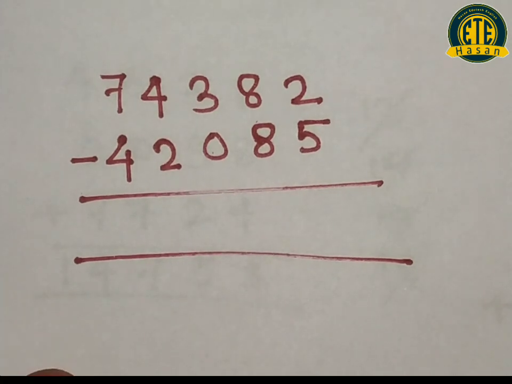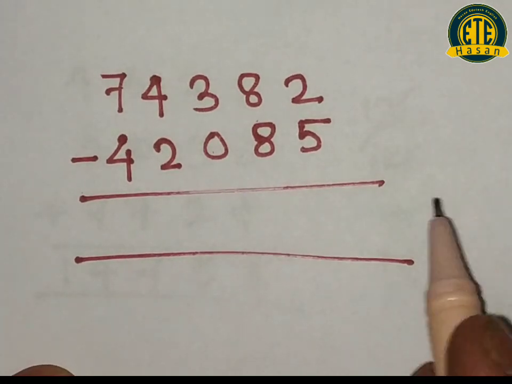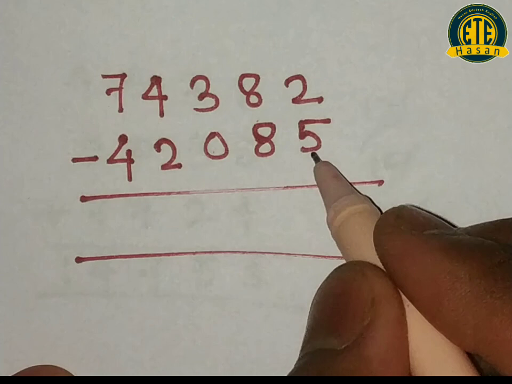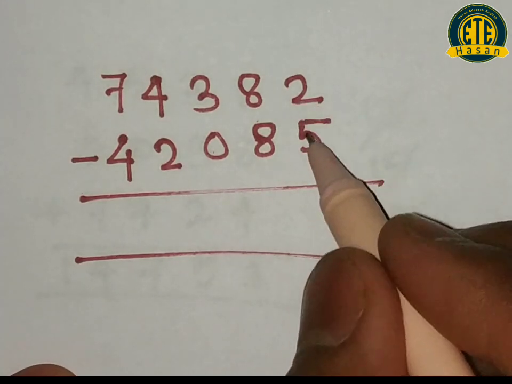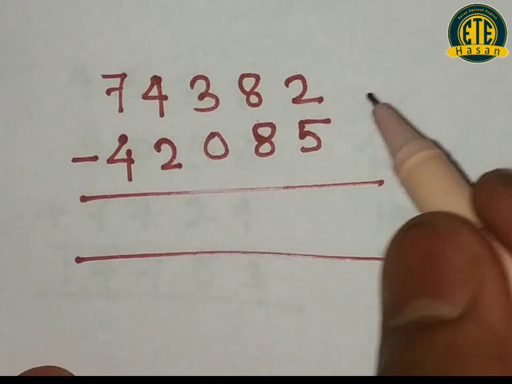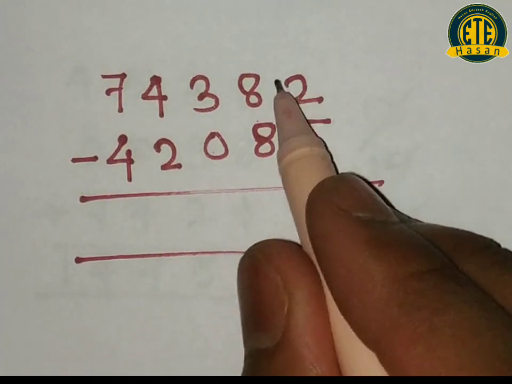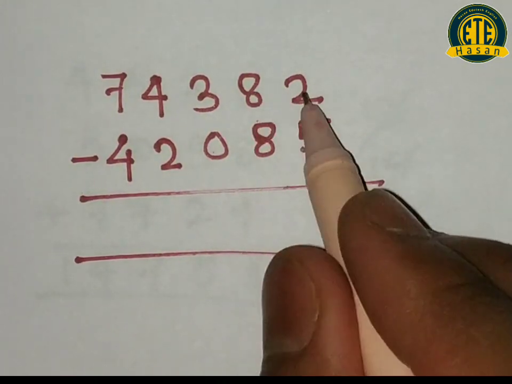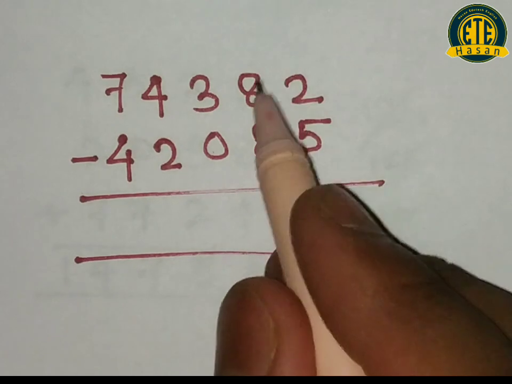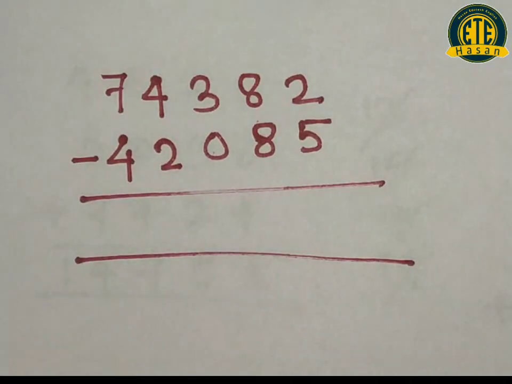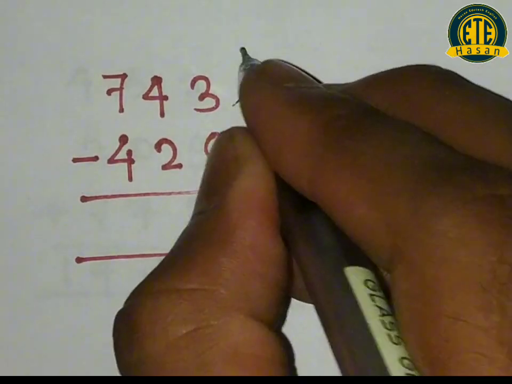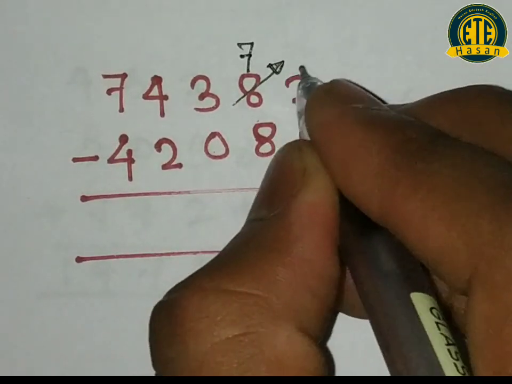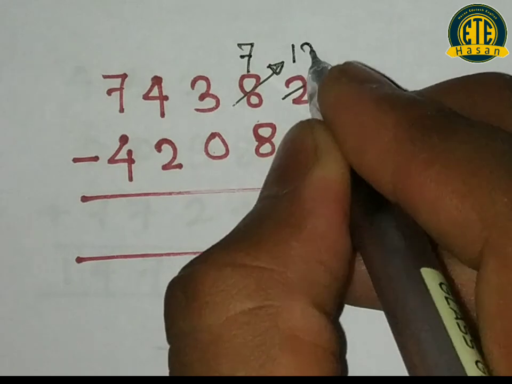But let's see where we have to take a carry. 2 minus 5, can I subtract? No, because 5 is bigger than 2, so 2 will take a carry from 8. 2 will take 1 borrow from 8. Let's take a borrow from 8. 8 will become 7 now, and 2 will become 12.